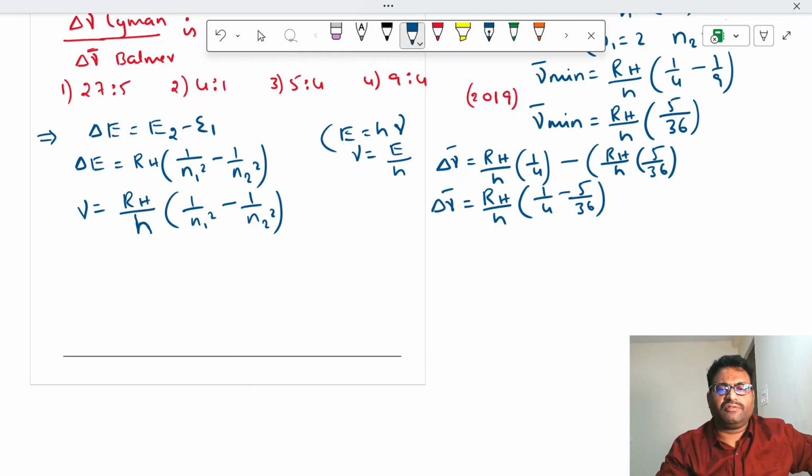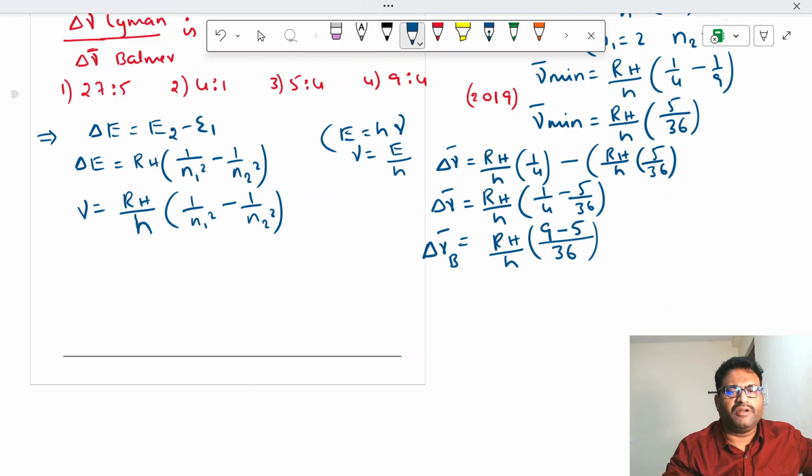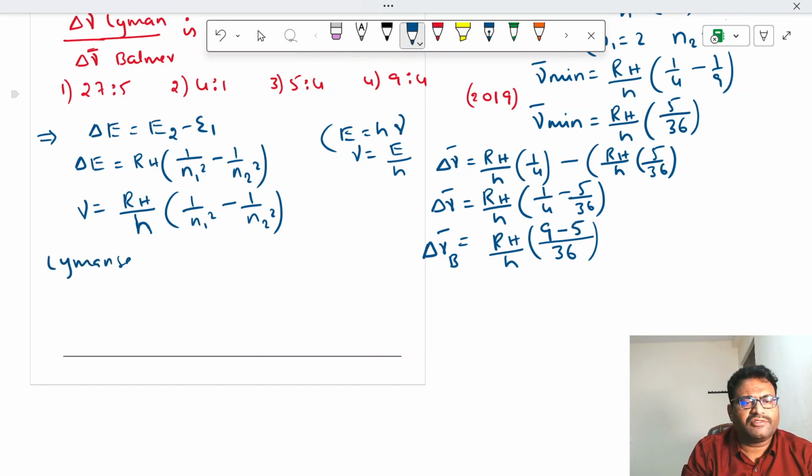Which will be equal to, what is the LCM of 4 and 36? We have 36, 9 minus 5. So RH by h into 4 by 36. You get 4 by 36. This is for Balmer. Let us calculate for Lyman. If you calculate for the Lyman series, what do you get?